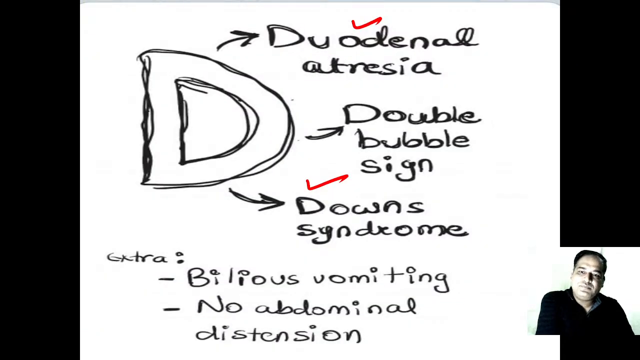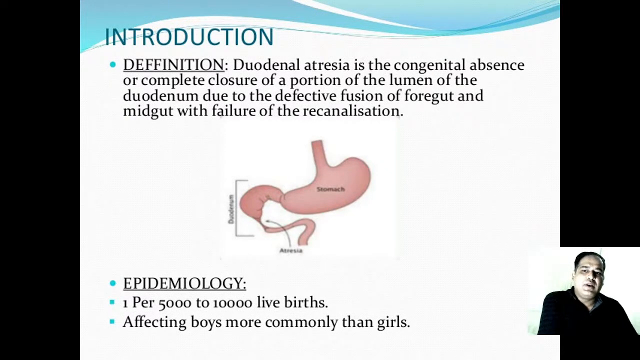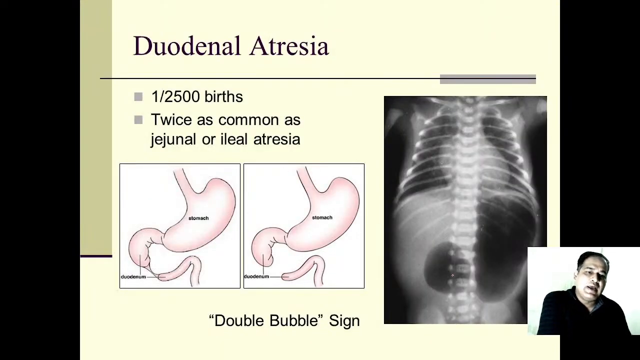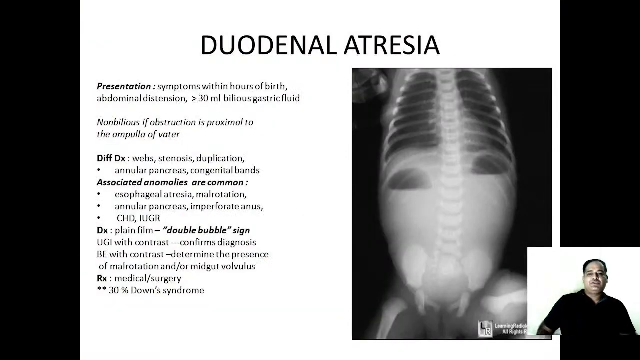Now, see here. Duodenal atresia. Told you, closure of a 2. Now, there is a characteristic double bubble appearance. Double bubble appearance. This is all what you need to see here. Now, this is very, very rare.